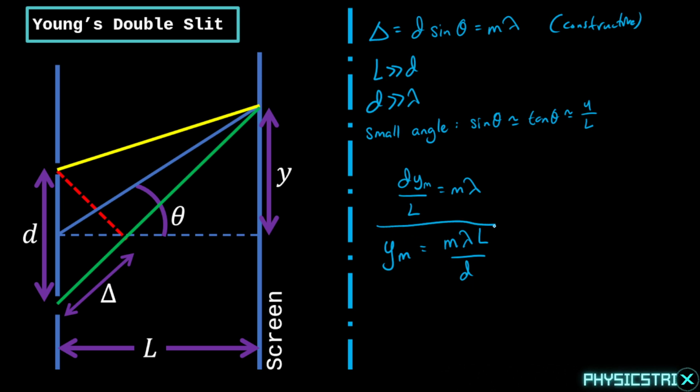Okay? So that's our equation that relates the position of the fringe, the order of the fringe, the wavelength of the light, the distance between the slit and the screen, as well as the slit separation. So that is all. We have derived what we need, and now all we need to do is apply it. Alright, so let's look at a sample problem.